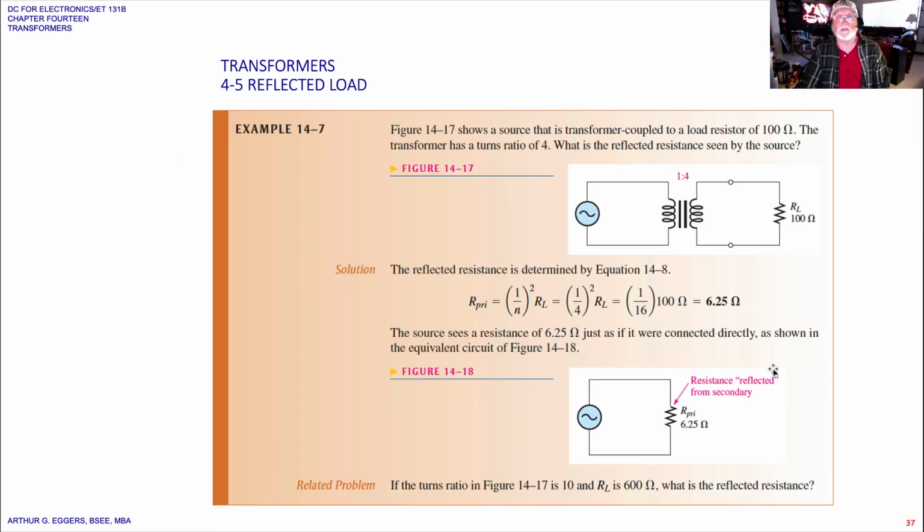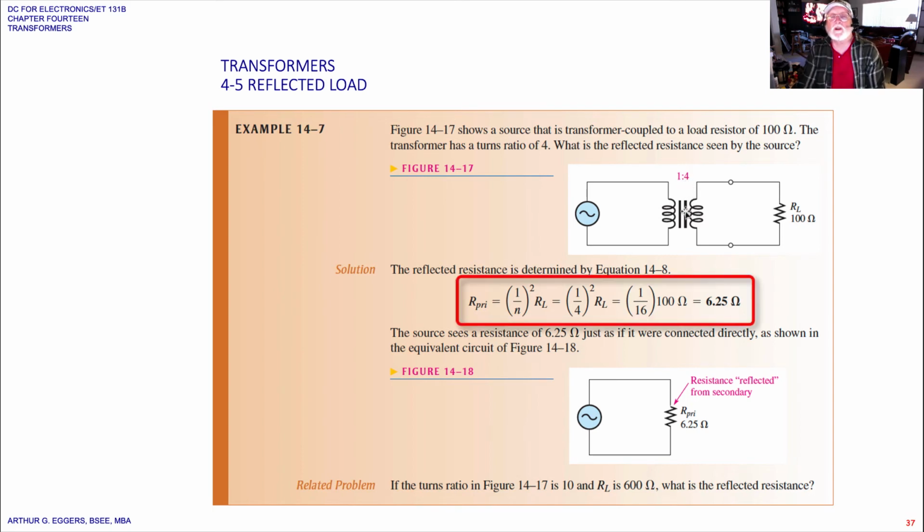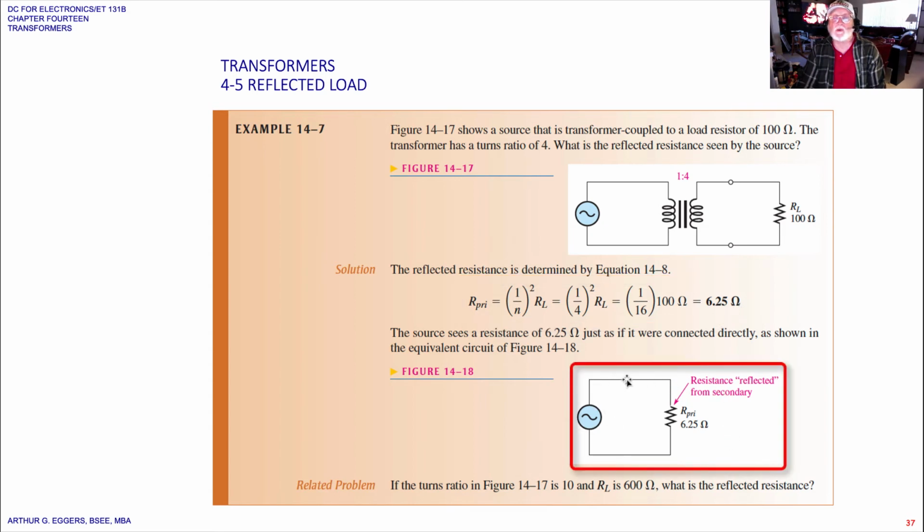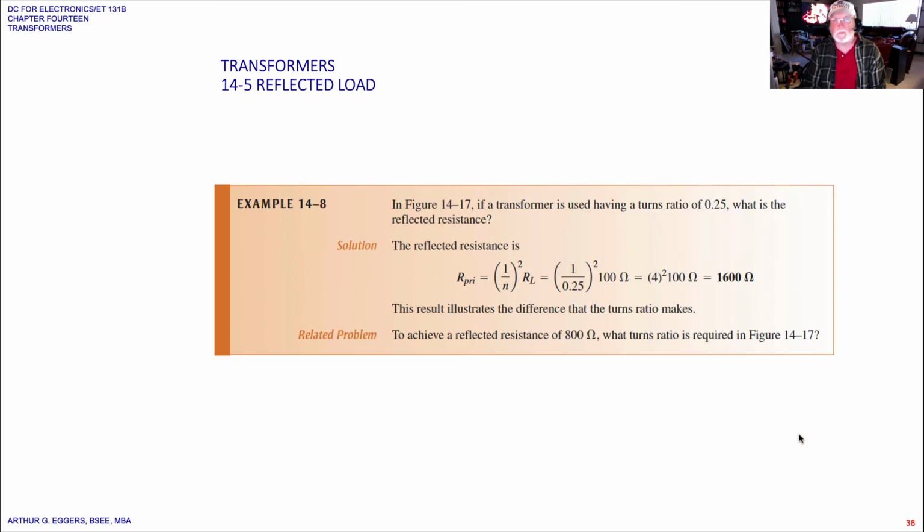In this example, we've got a 1-to-4 transformer with a load of 100 ohms. We want to find what the reflected resistance is by the source. Again, we rely on the relationship we just saw. 1 over 4 squared times R sub L, or 100 ohms, gives us 6.25 ohms. You can see by the diagram on the bottom that this is what the primary sees in terms of the resistance reflected from the secondary.